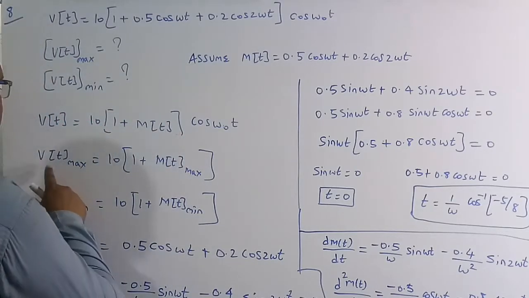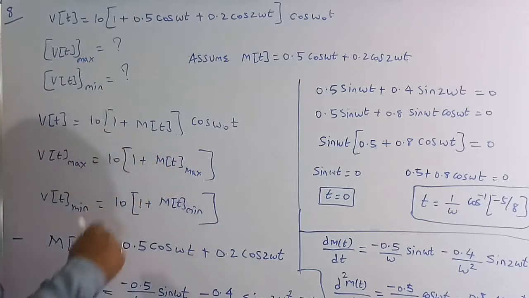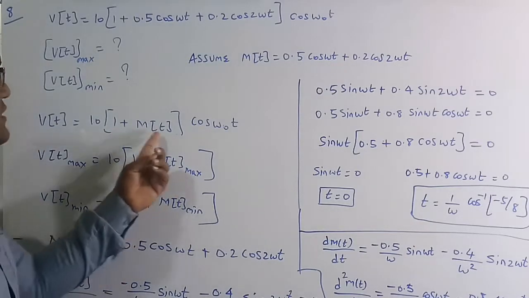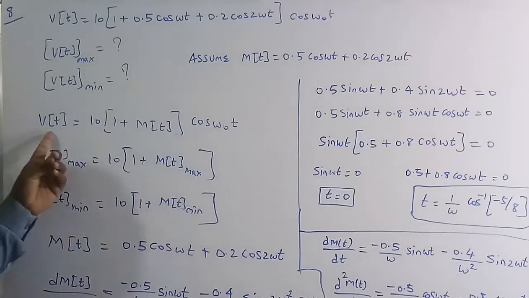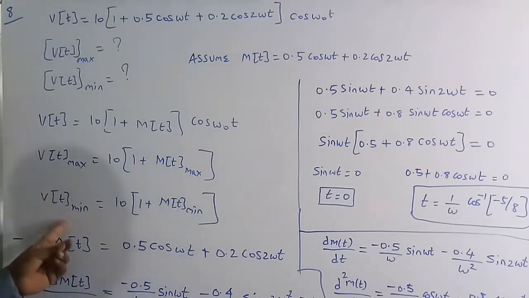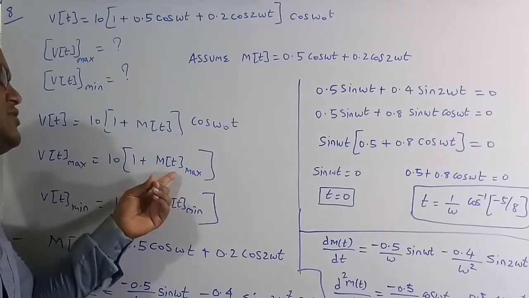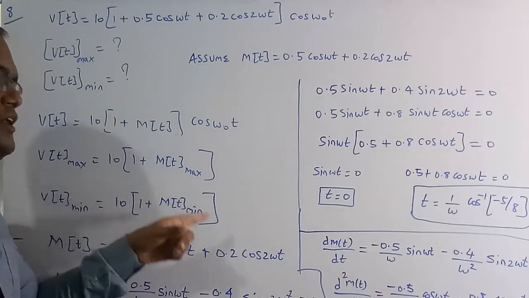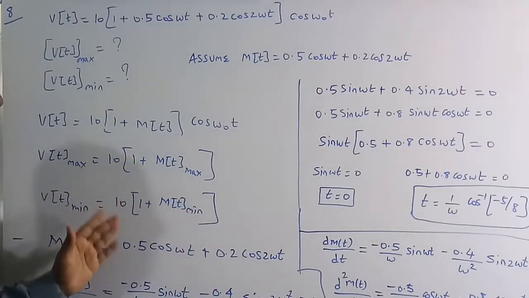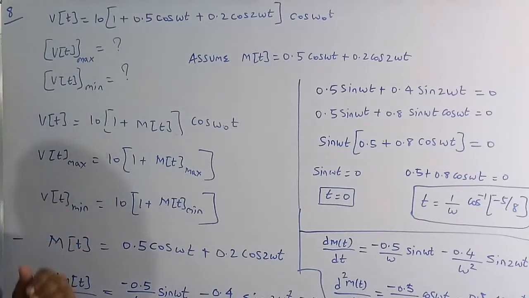So for V of t max, these are all constants, only this is variable, depending on time. If this is maximum, then only we are going to get the maximum peak value. If this is minimum, then only we are going to get the minimum value. Therefore, in order to solve this numerical, we need to find the maximum value of M of t and the minimum value of M of t, and then substitute those values in this equation. Then only we are going to get the maximum and the minimum values of this one.